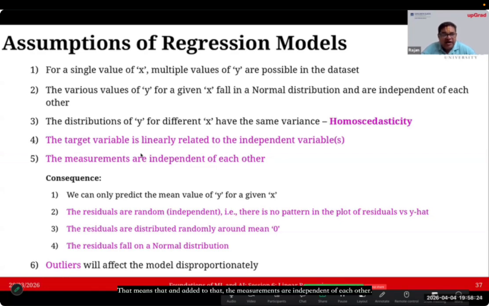And added to that, the observations and measurements are independent of each other. These two together tell us that the errors are distributed around the value of 0.